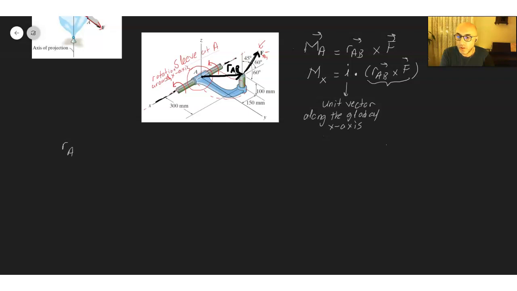So the R_AB vector will be equal to, I'm going to just write down, so that we have this along the x-axis. This point up here is 150 millimeters away from the origin along the x-axis, up 100 millimeters along the z-axis, and along the y-axis I'm having 300 millimeters. So it's very straightforward to write this R_AB vector.